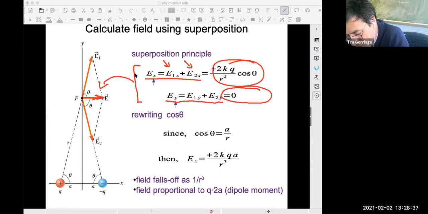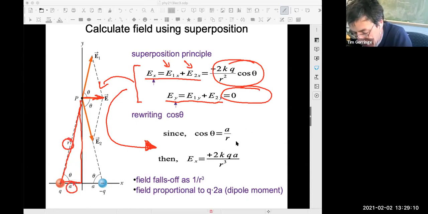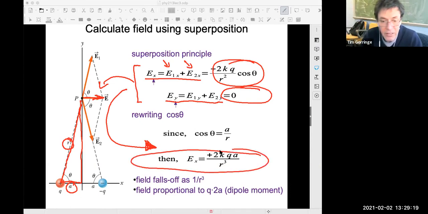We can actually rewrite, that's all I did down here. I'm going to rewrite that field to learn an interesting thing or two. I rewrote this field by replacing cosine theta as adjacent over hypotenuse. So think of the right angle triangle down here. Here's the theta in this corner on the left. Here's the hypotenuse. Here's the adjacent. Cosine theta is adjacent over hypotenuse. So it's A over R. So I can replace the cosine theta with A over R. And I did that here. That's all I've done there. And we learned an interesting thing.